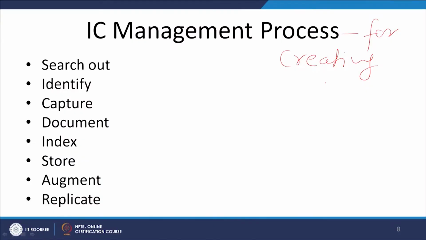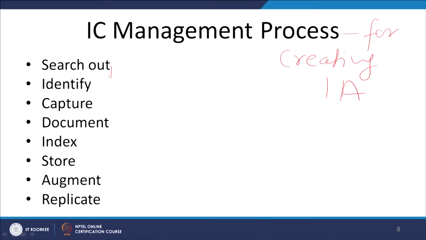Now, what is the process of creation of intellectual assets? We call it the intellectual capital management process. With the help of this process, we are creating intellectual assets. The first thing is search out. You search what type of knowledge and what type of information is available with employees. That is the first step, scanning of your employees' minds. You have well defined tools for how to deploy this kind of scanning. Once you have scanned, you have identified what knowledge and what type of information is available.